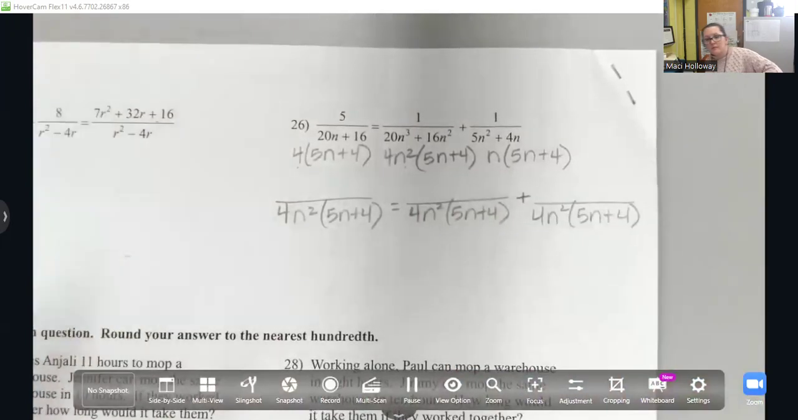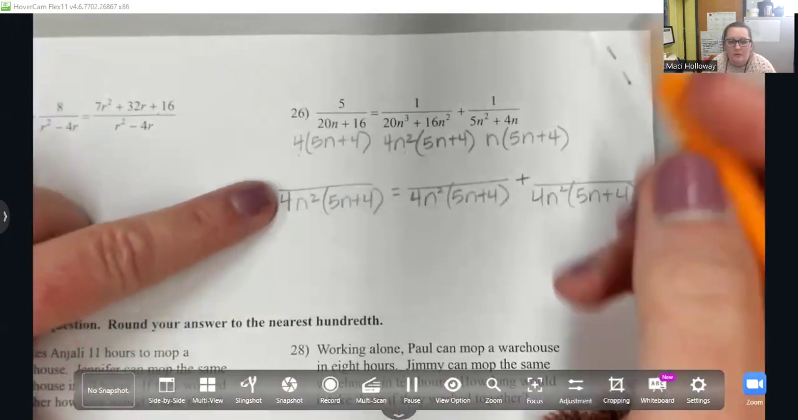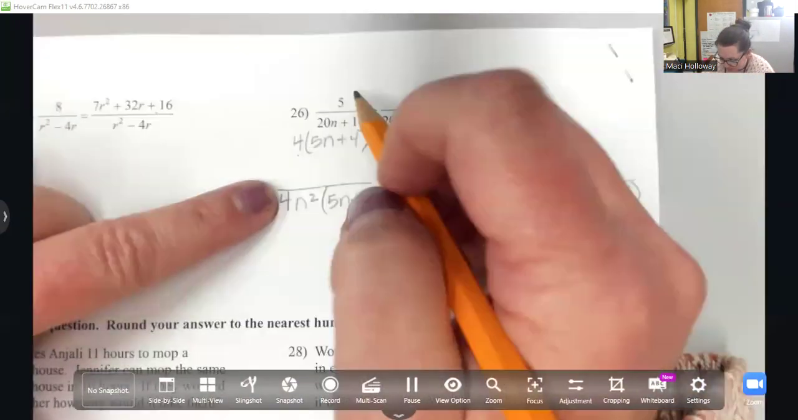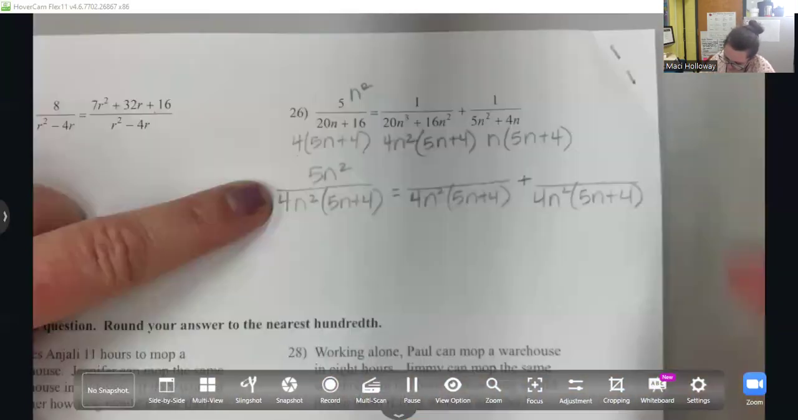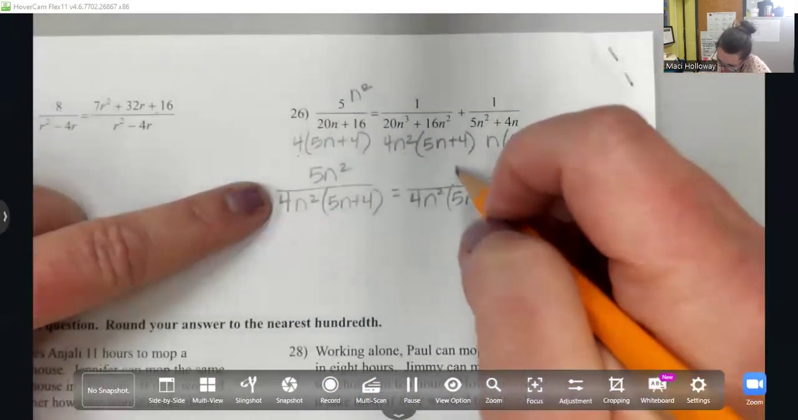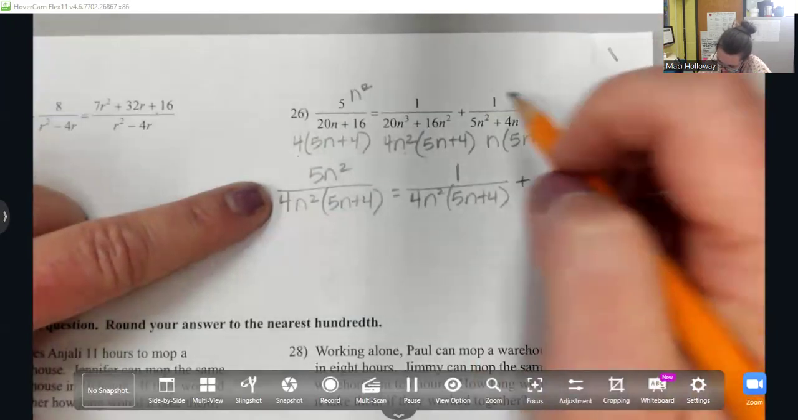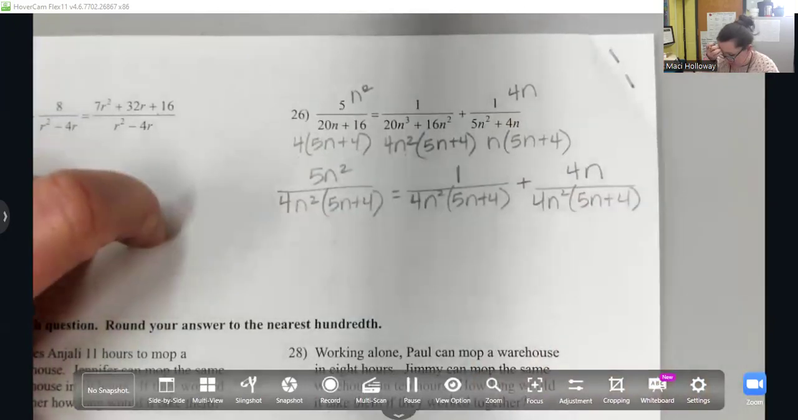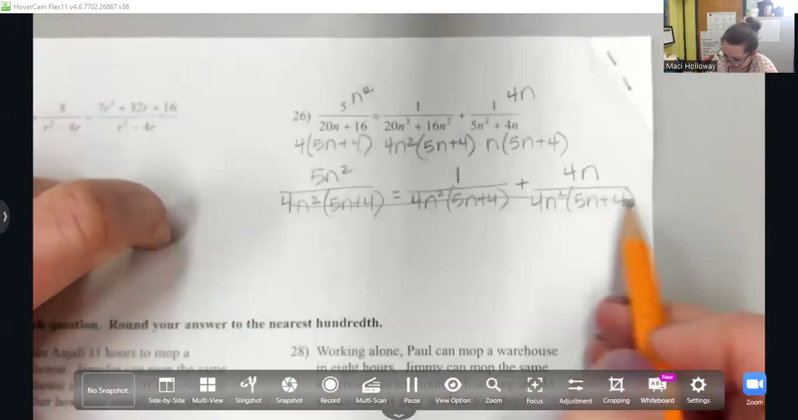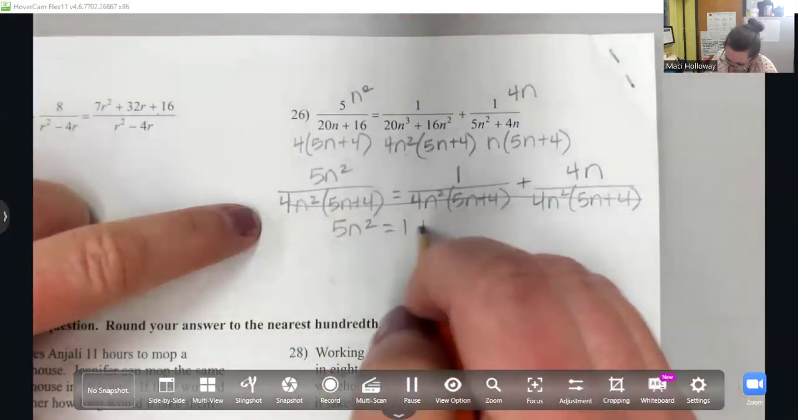All right, so let's see what the first guy needs. It looks like the first term here needs an n squared. So it's 5n squared. The second term doesn't need anything. It already has everything. The third term needs another n and a 4. So 4n. All right, we got a common denominator. So we have 5n squared equals 1 plus 4n.